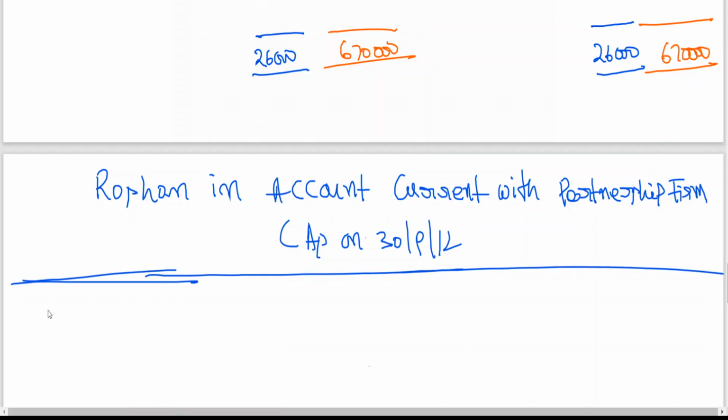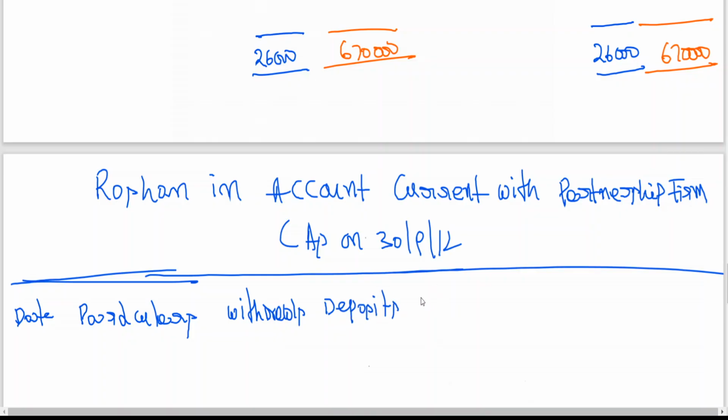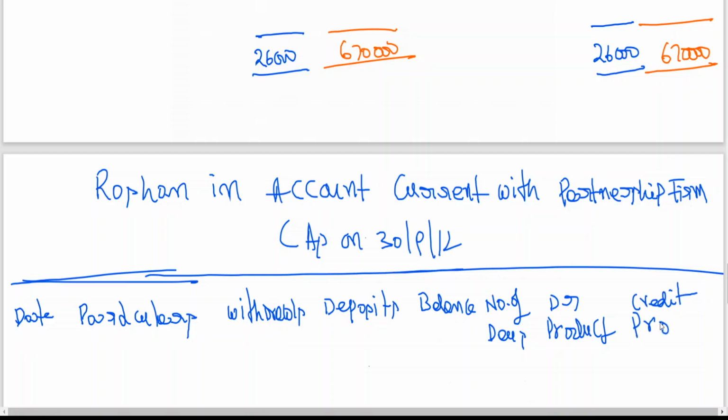It is just like a running form of balance account. This I have explained in the ledger. Date, particulars, the format is a bit different. We write withdrawals. Then in the next column we write deposits, like a bank passbook, then balance. Then you write number of days. Then you write debit product and credit product. Say in simple words.